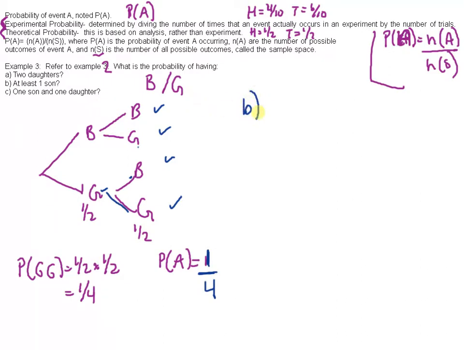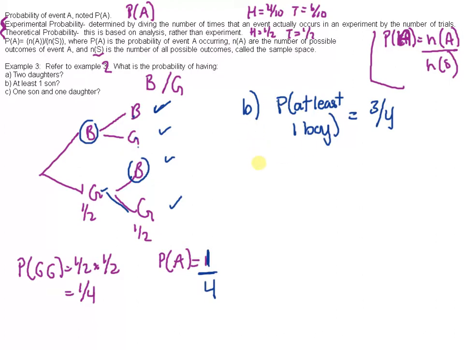Okay, B is at least 1 son. So we can do this one of 2 ways. Well, this one has a boy, boy, boy, and then this one's a boy as well. So the probability of at least 1 boy, we can write it like this as well. I get 3 out of 4.